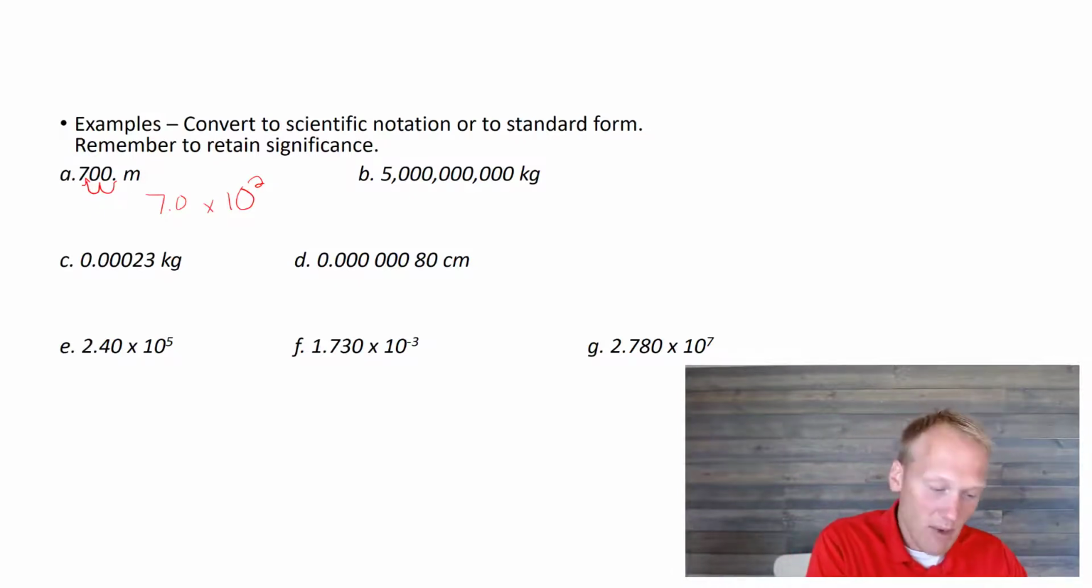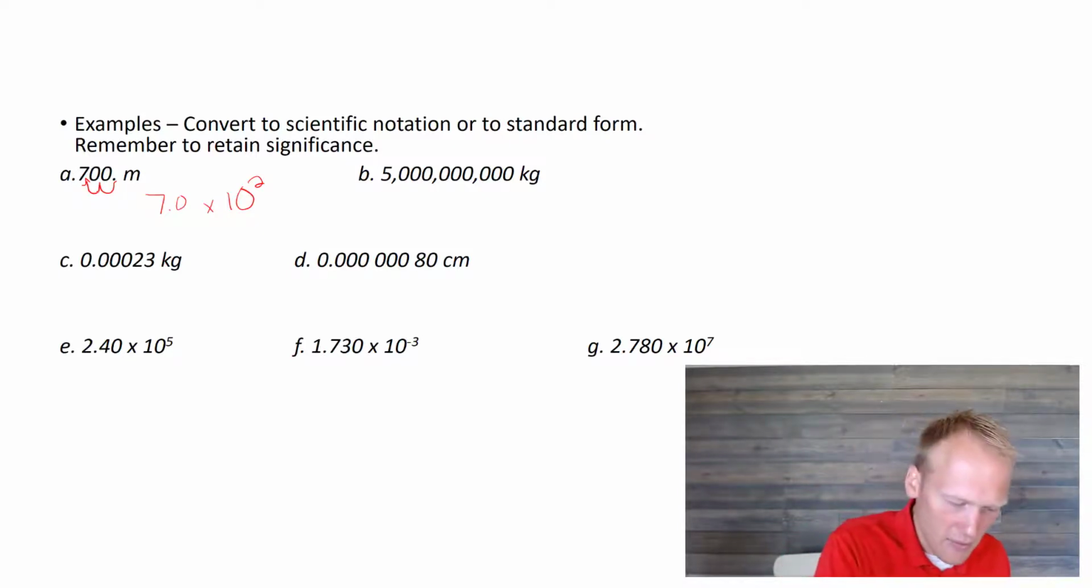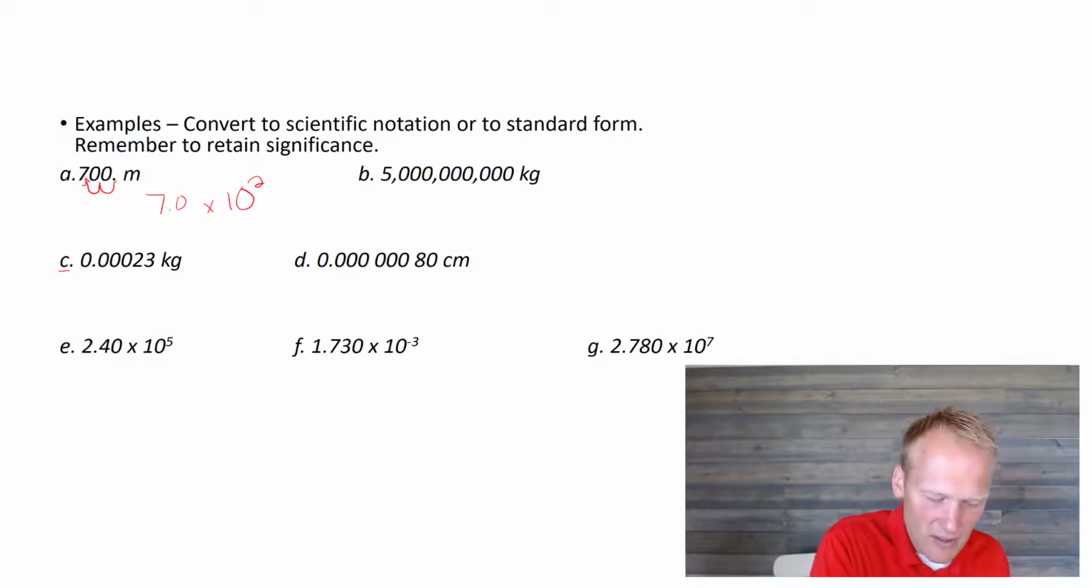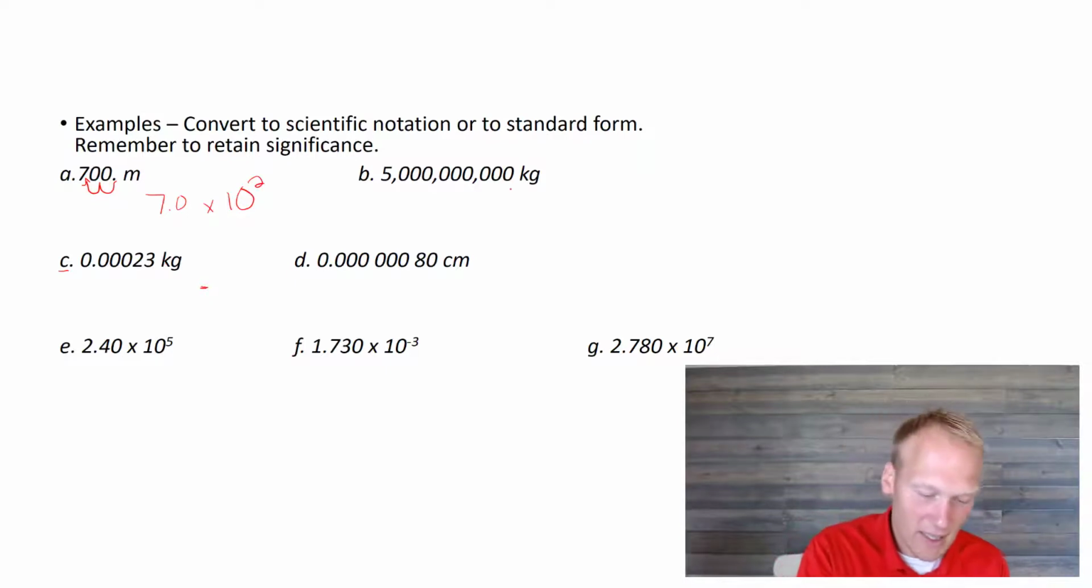Now, you might be thinking, well, I remember there being positive 2 and negative 2. 700 is a big number, so the exponent's positive. That's the easiest way that I can tell you to remember it. So if you look ahead a little bit, you can see that's a really small number. Before we even do this problem, you're going to know your exponent should be negative because we're dealing with something that's very, very small. Let's look at letter B.